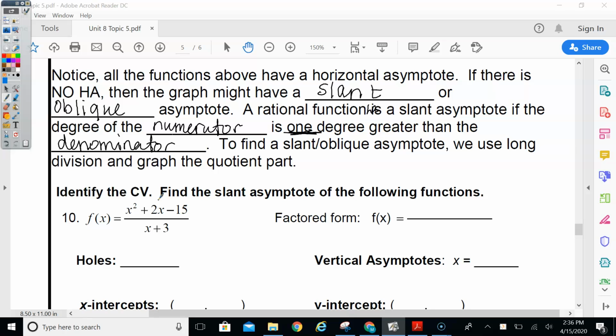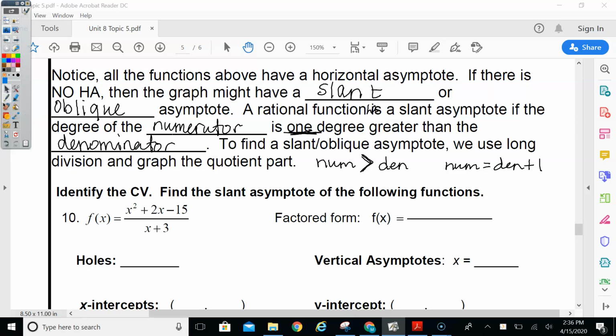Okay, if it's 2 more, then it's a parabola. If it's 3 more, it's a cubic. For it to be a slant line, it's only 1 degree more. So here I'm going to say the numerator is greater than the denominator, and it's by 1. So the numerator equals the denominator degree plus 1. So if it's not plus 1, it has a different kind of asymptote. It's just not a slant. Okay, but you find it the same way. I'm just not going to ask you to do that.